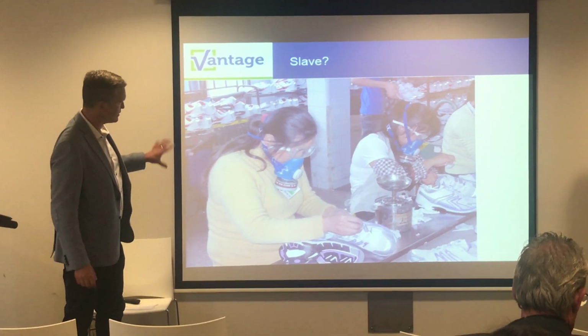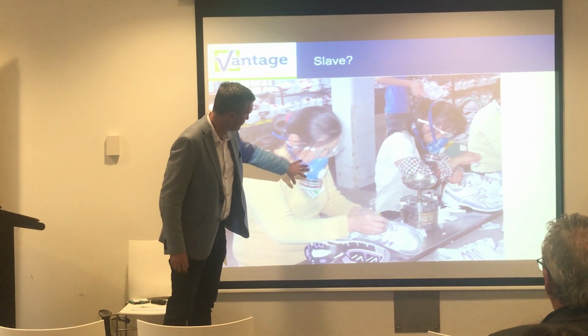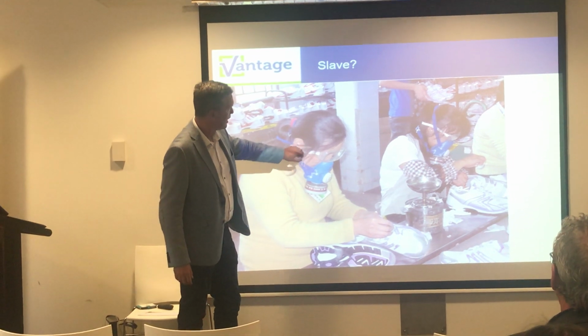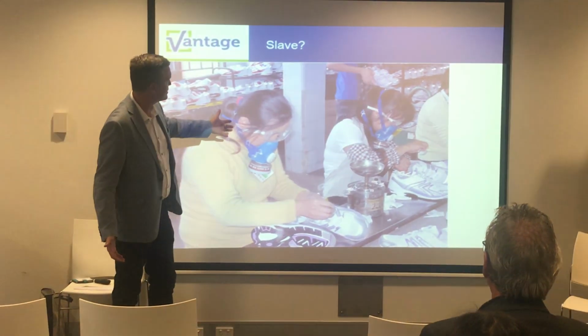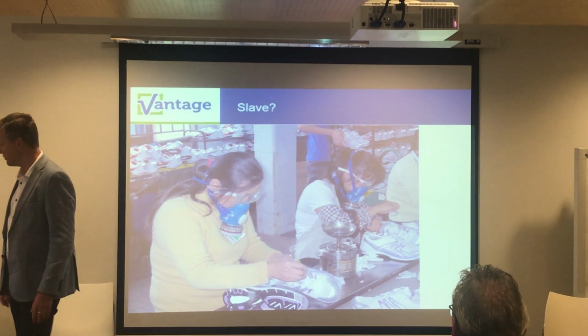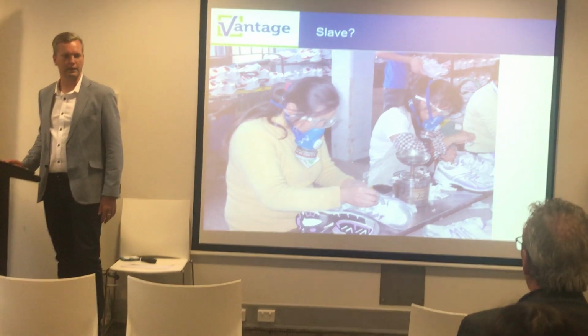So anyway, this woman here, or both of them, are using breathing apparatus. They're using eye goggles. So is she a slave, or what's wrong with this picture? Anybody can see what's wrong? I mean, on the surface.